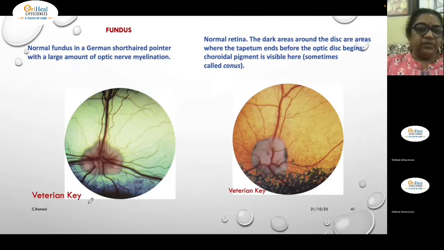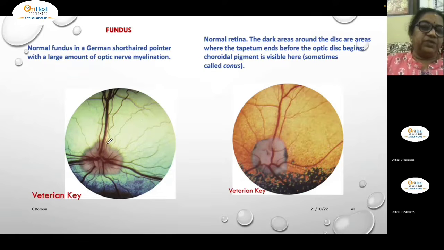All these pictures were taken from the Veterinarian Key site. This is a German short-haired pointer where you can see some halo-like thing around the optic disc. So this is a normal thing. It is not a pathology. If this happens in other breeds, it is a pathology. Okay. So that is called excess myelination.